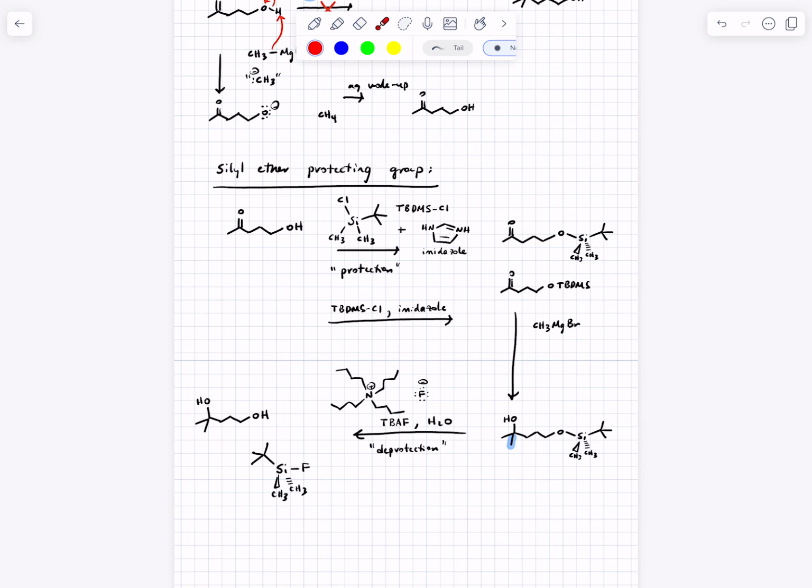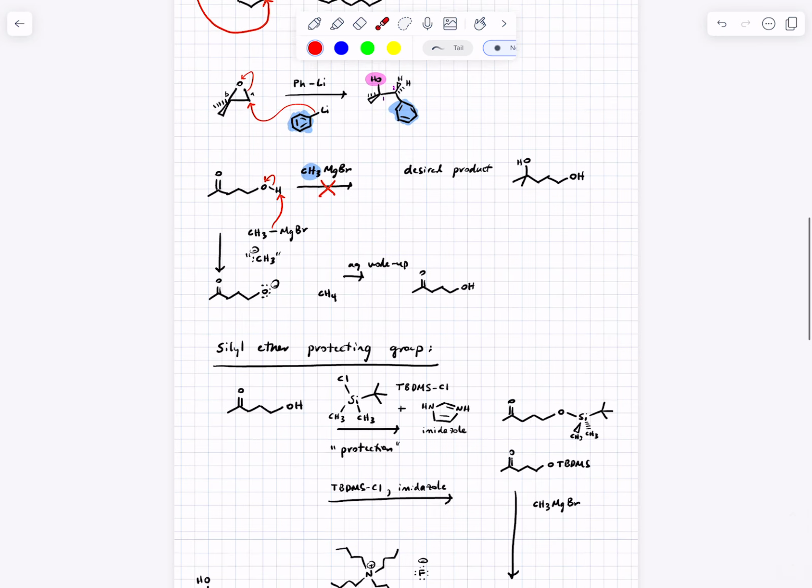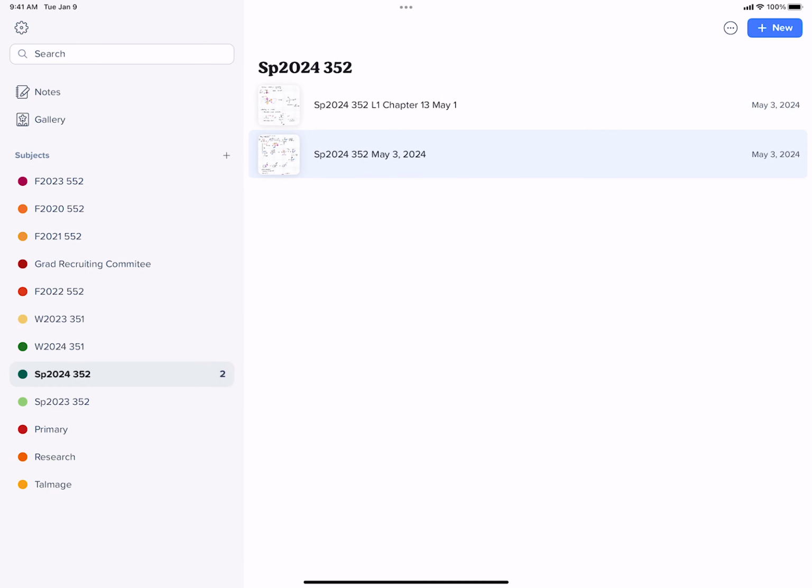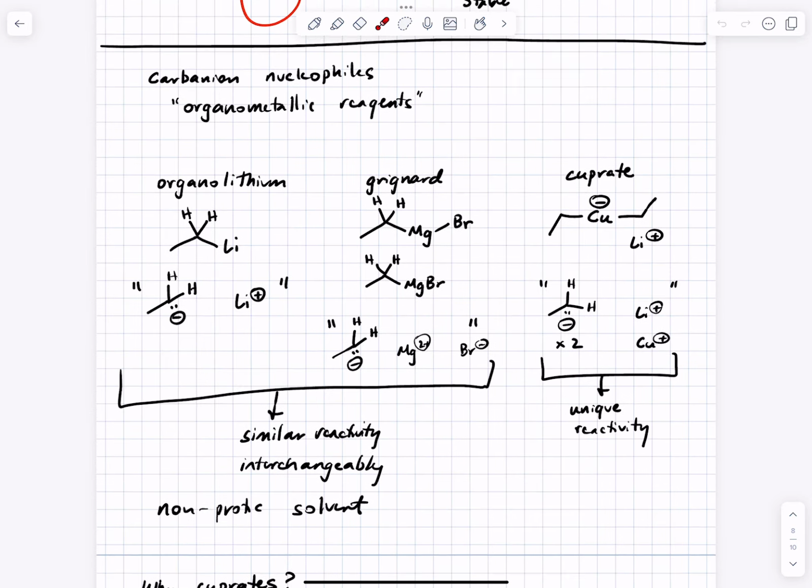The text mentions an acetylide anion as a reactive organometallic reagent, yes. I'll just go back briefly.